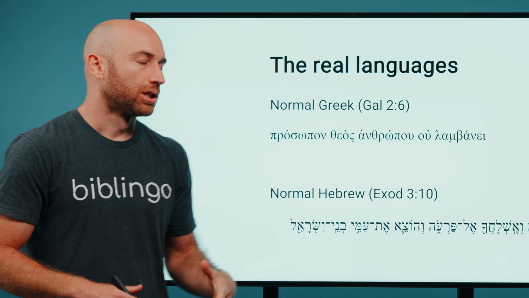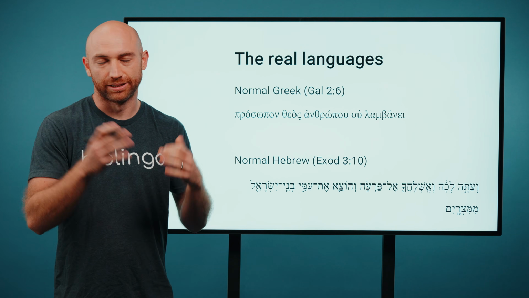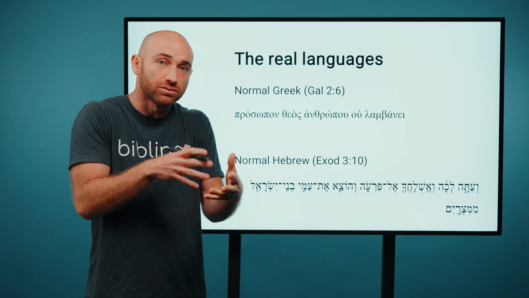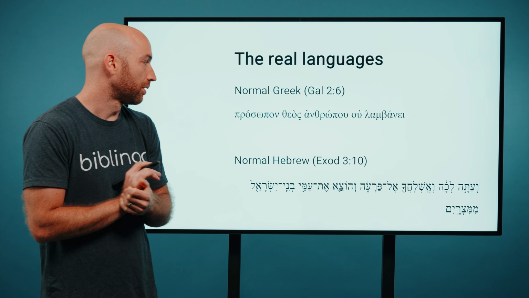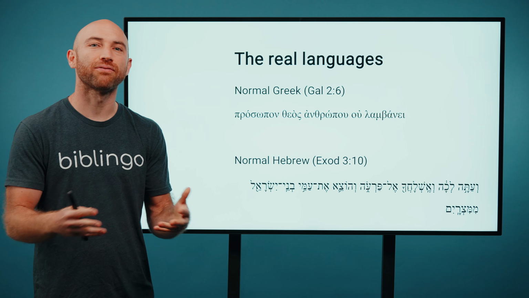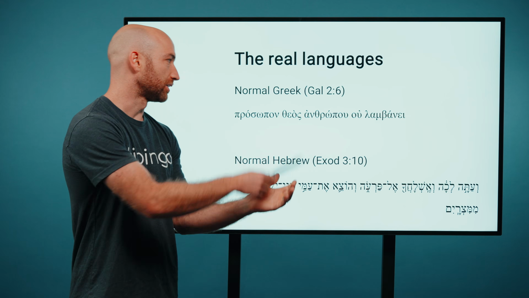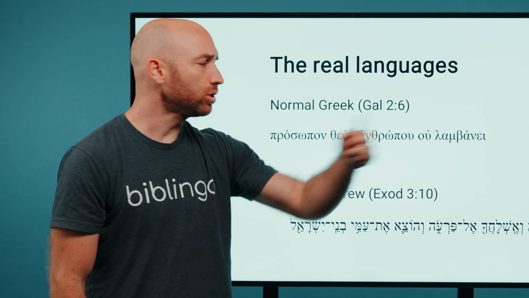Now, those are just example sentences, very easy. And I do think it is easier, at least in terms of the on-ramp, to get into Greek. But with the real languages, they each have their own complexities. So here's normal Greek, right? In Galatians 2:6, prosopon theos anthropou ou lambanei.